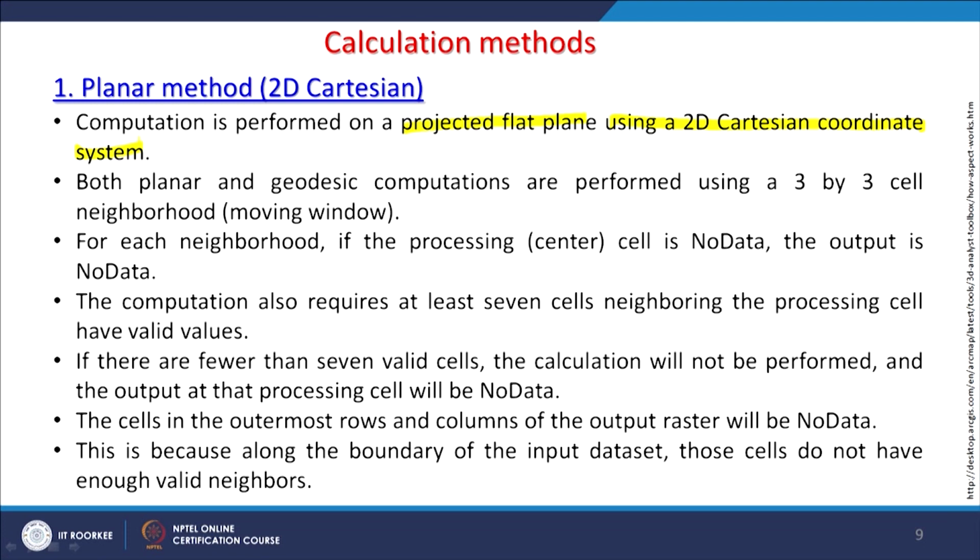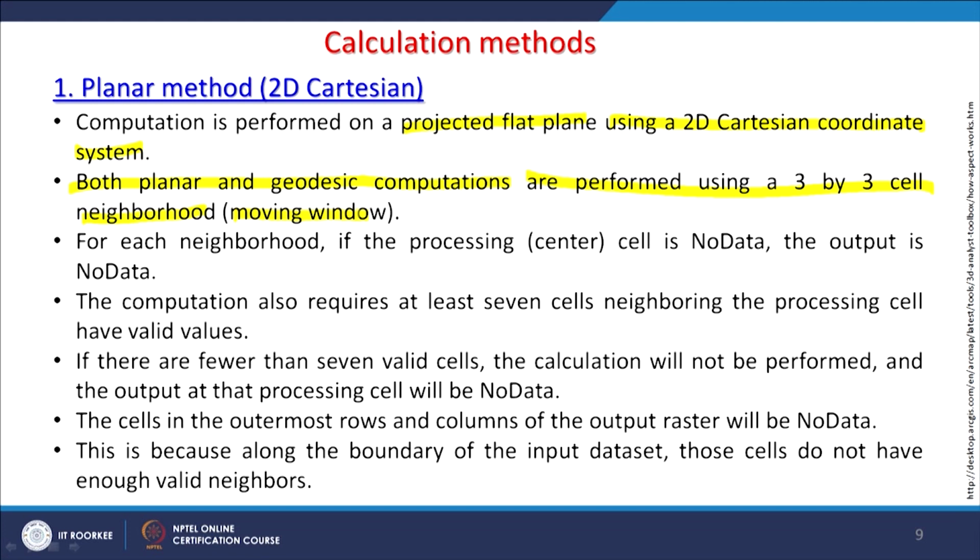For the slope, it is measured on a vertical plane. So, anyway we need a flat surface or plane. Now, both planar and geodesic computations are performed using a 3 by 3 neighborhood moving window. This is another standard which is followed by most of the software. Rather than going for a 5 by 5 or 7 by 7 kernel, generally a 3 by 3 kernel is implemented.